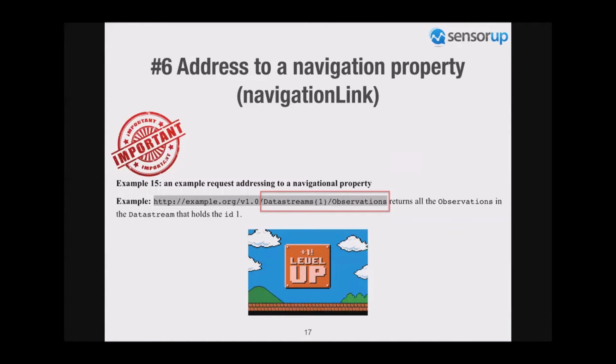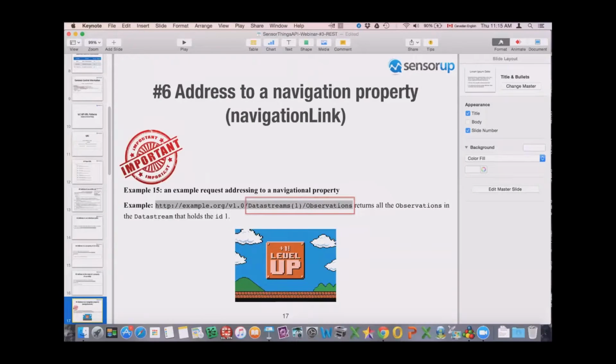Okay, this one is very, very important. After you learn this one, you level up. It's very, very powerful. It addresses a navigation property. Let's look at this example. From datastream number 1, you slash to a related entity, in this case observations. It will return all the observations in the datastream that holds ID number 1. That means it shows all the observations of this particular datastream. This is very powerful because in SensorThings, it's not a hierarchical design. It's cross-linking. Let me show you an example here.